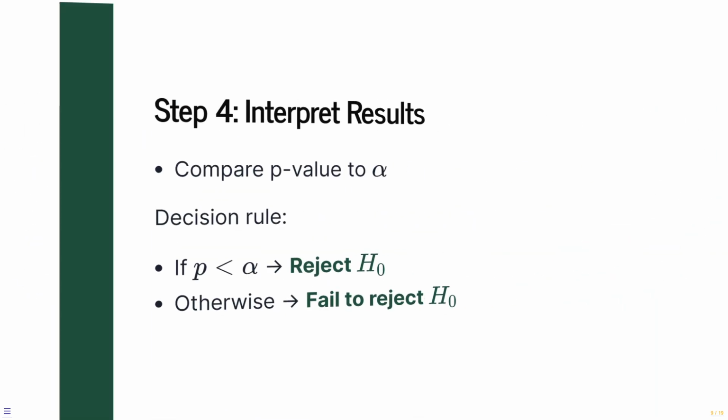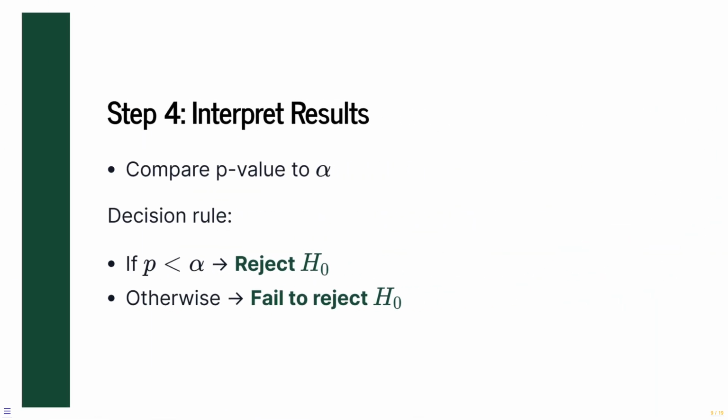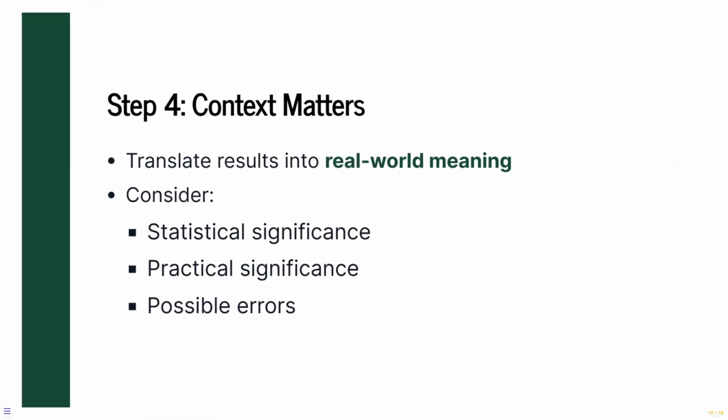The fourth step is to interpret the results. We compare the p-value to the significance level, alpha. If the p-value is less than alpha, we reject the null hypothesis. Otherwise, we fail to reject it. But interpretation does not stop there. We must translate our conclusion back into the real-world context, considering both statistical significance and practical importance, as well as the possibility of errors.